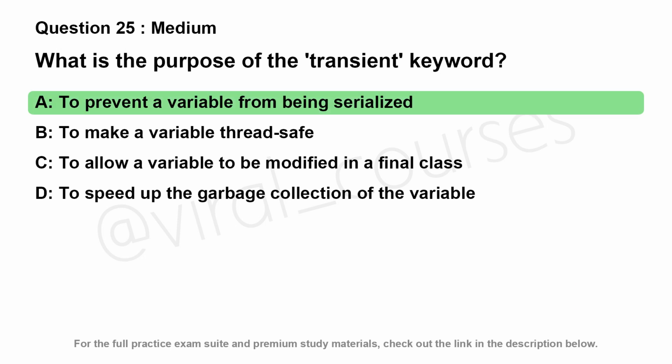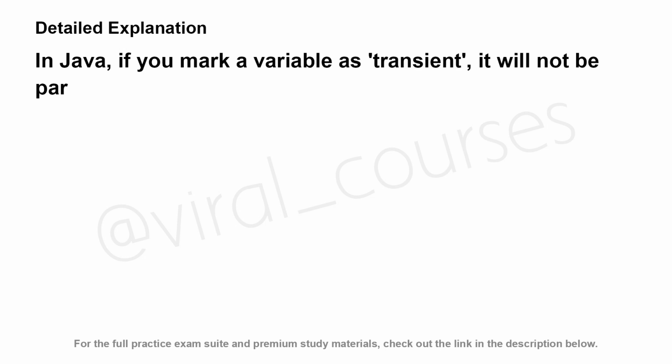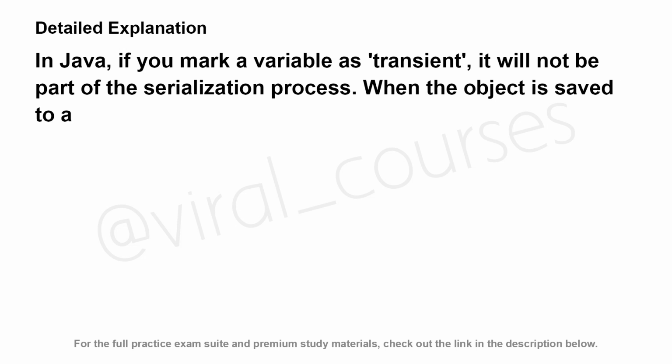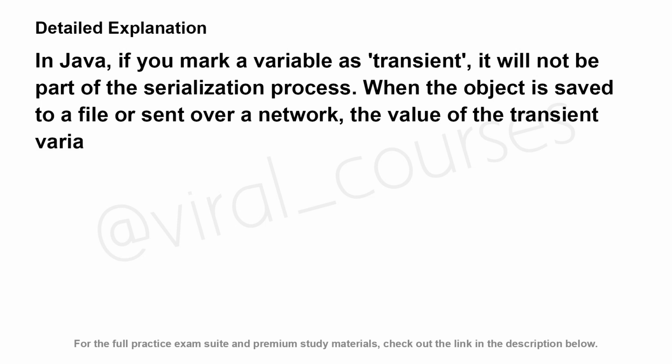The correct answer is A. In Java, if you mark a variable as transient, it will not be part of the serialization process. When the object is saved to a file or sent over a network, the value of the transient variable is ignored and not persisted.